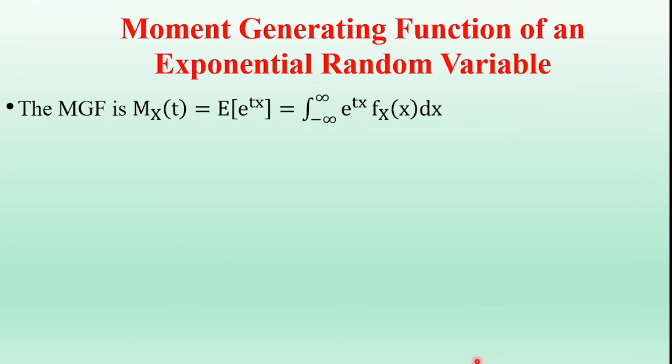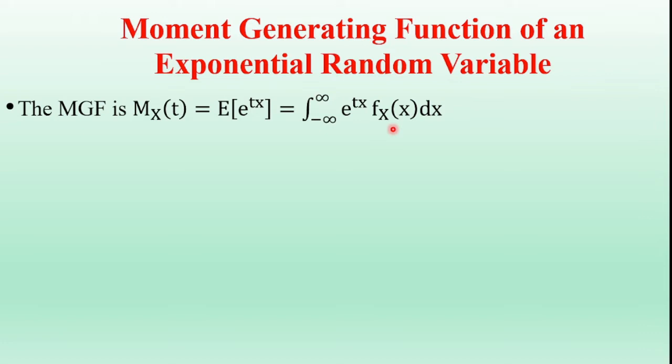In this video, I am going to derive the moment generating function of an exponential random variable and the characteristic function of an exponential random variable. First, we can derive the moment generating function of an exponential random variable. So we know that the definition of the moment generating function of a random variable is M_X(t) is the expectation of e^(tX), which is equal to the integral from minus infinity to infinity of e^(tx) into f_X(x) dx. Here f_X(x) is the probability density function of the exponential random variable.